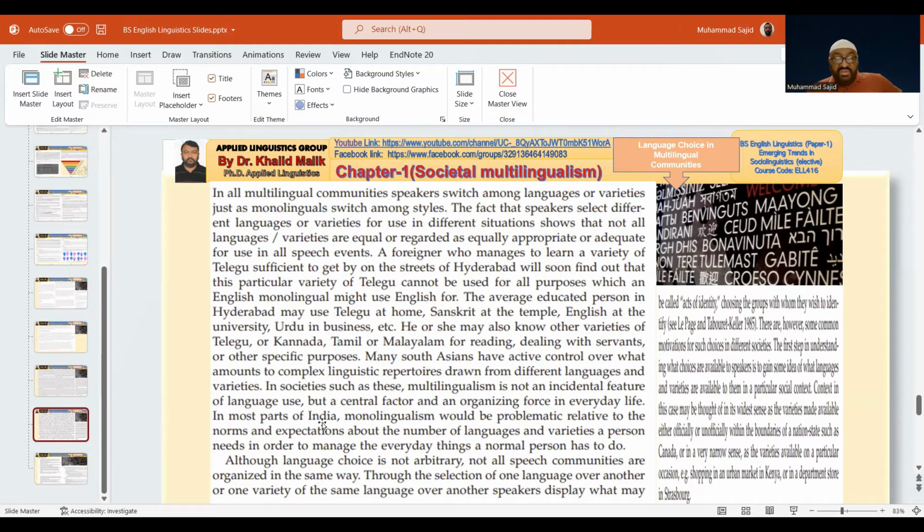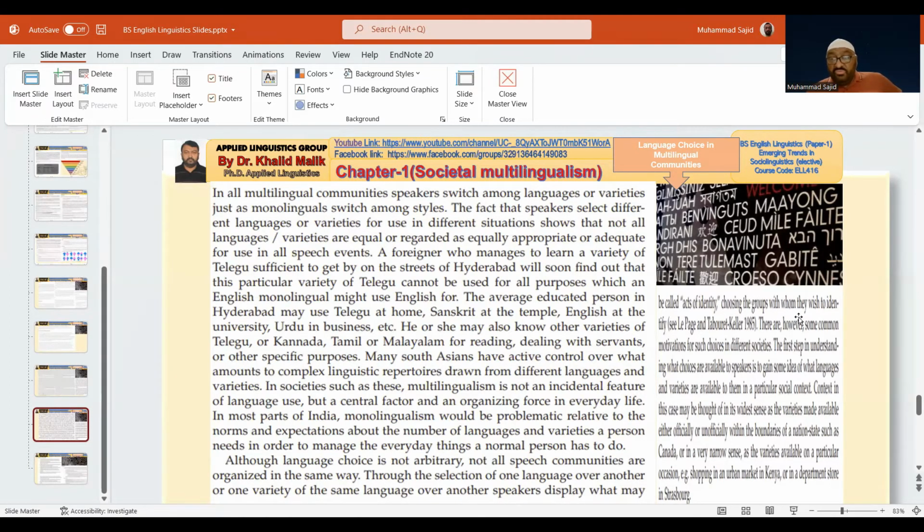In most parts of India, monolingualism would be problematic relative to the norms and expectations about the number of languages and varieties a person needs in order to manage the everyday things a normal person has to do. Although language choice is not arbitrary, not all speech communities are organized in the same way. Though the selection of one language over another, or one variety of the same language over another, speakers display what may be called acts of identity.